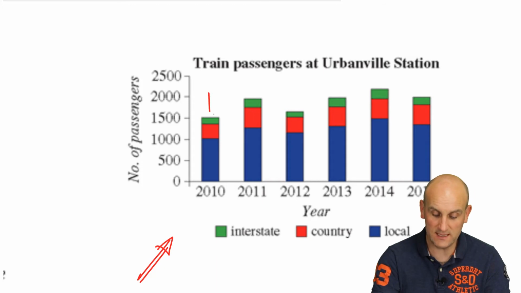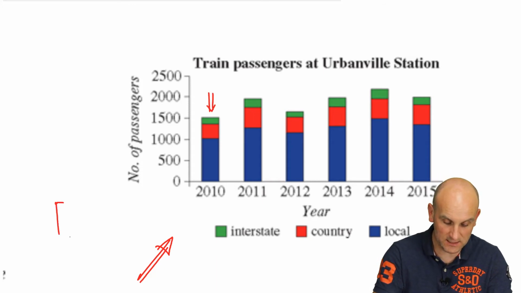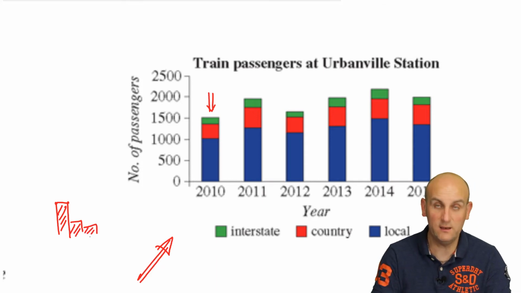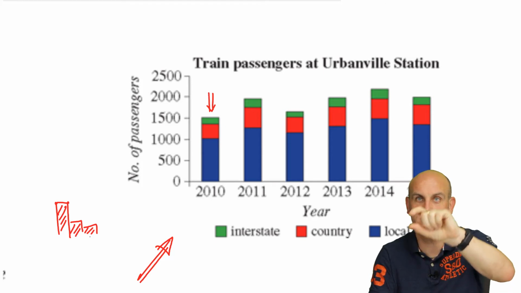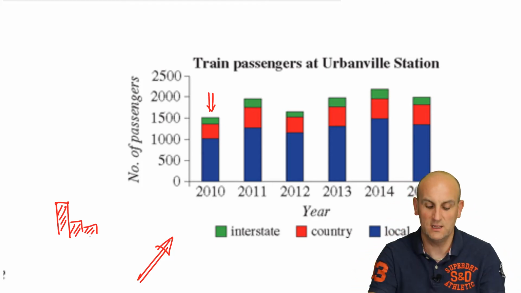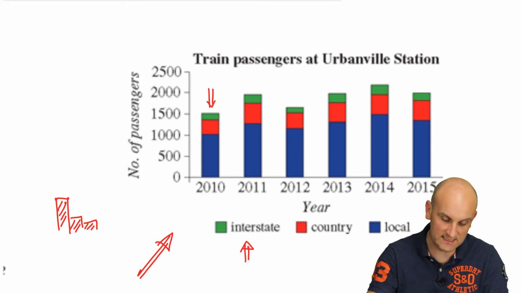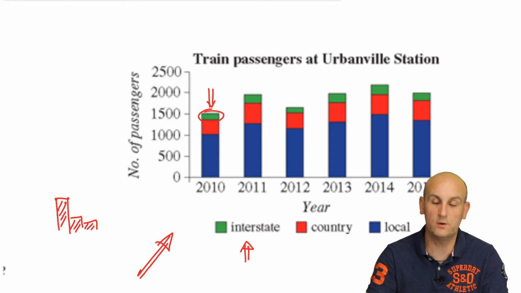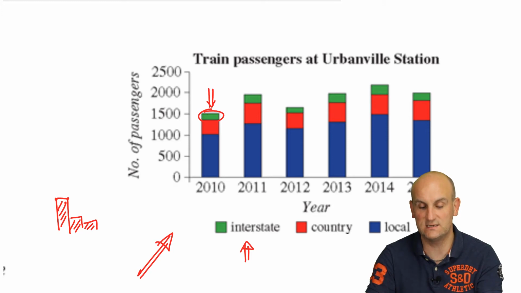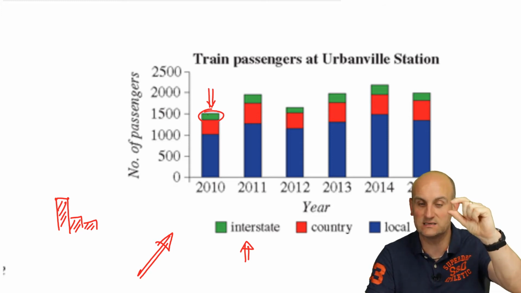So this column here may have started side by side as there's my blue, there's my red, and there's my green. And all we've done is we've taken each of those little sections and stacked them on top of each other to make one bar. So there we go. Green stands for interstate. If I could read this scale, then I would know how many people went from interstate, because I would just read off that little slice.